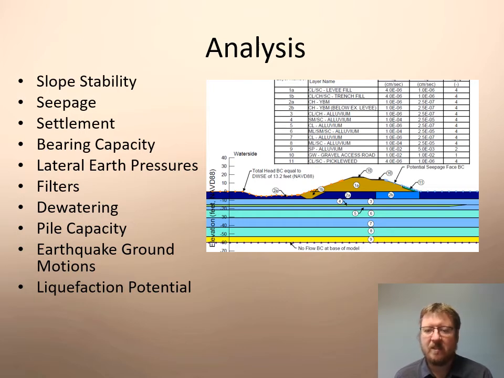Here you can see this is a model for a levee project I worked on, and this is a model of the ground conditions for a seepage analysis. So there's, I think, 11 different soil layers used in this model for one calculation. So anyway, it just kind of helped illustrate what geotechnical engineers do for planning studies.